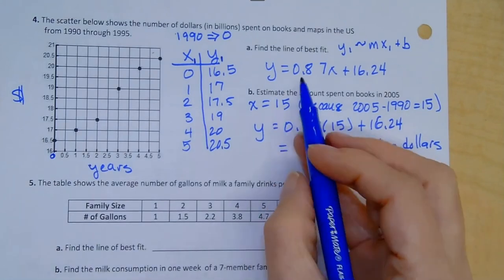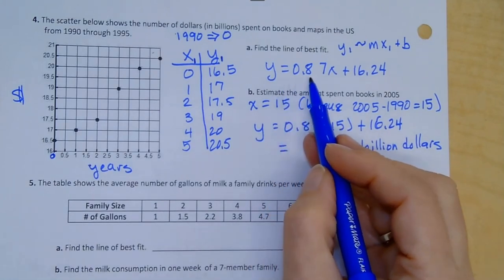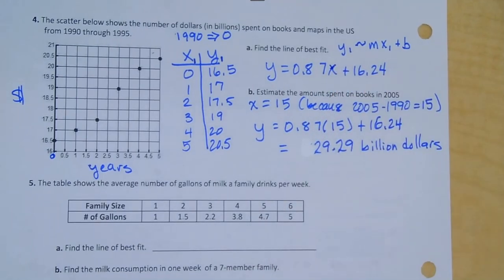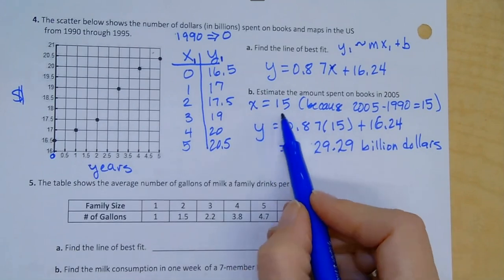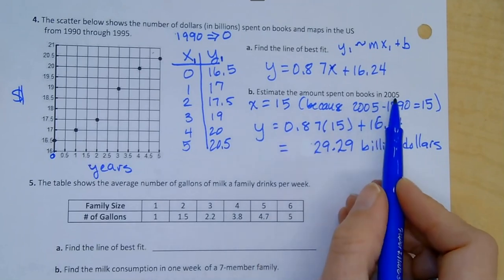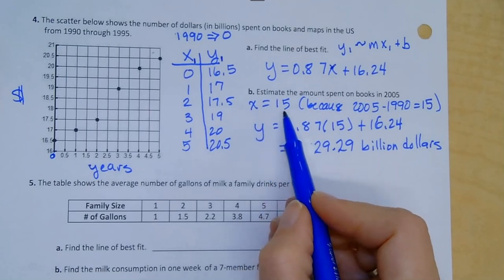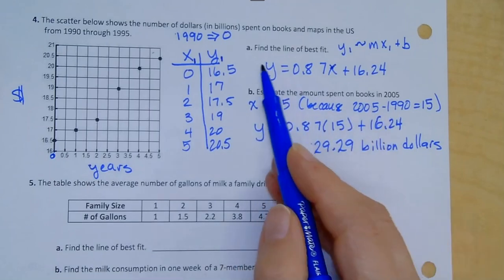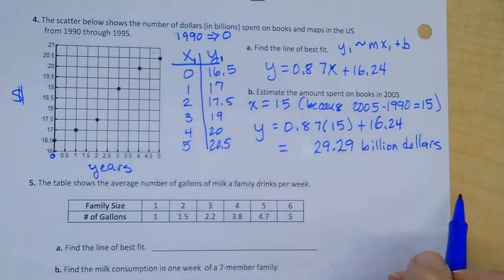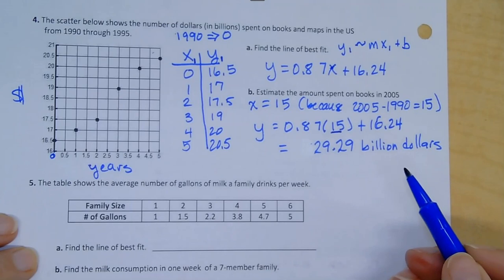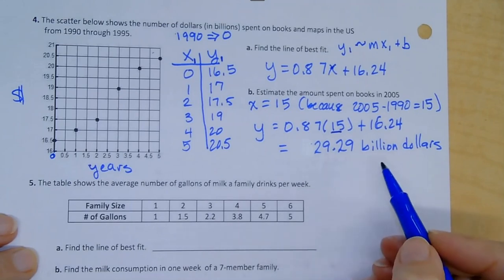Okay, so our line of best fit was y equals 0.87x plus 16.24, and we calculate out that we are looking at 15 years from when we started. We are looking for 2005, what would our sales be? So our x value would equal 15 because 2005 minus the initial year, 1990, is 15. Right, and then I just plugged in x equals 15, and I found out that I had $29.29 billion.